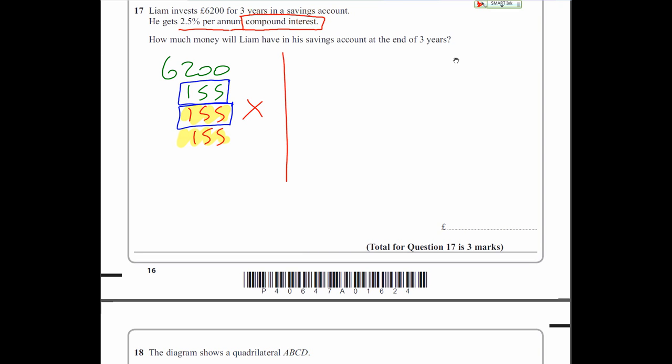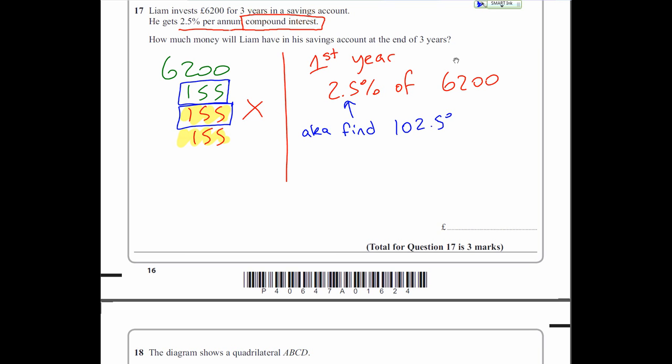So, first year. In the first year, we are going to get 2.5% of 6,200. Okay? Now, there's a trick. We want to find 100% add on 2.5, which is 102.5%.